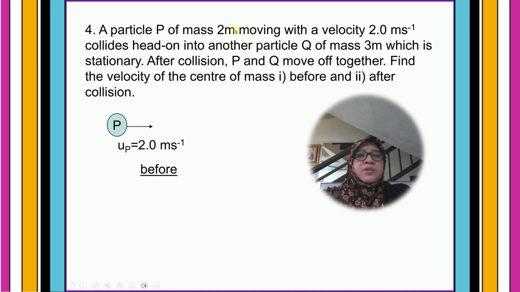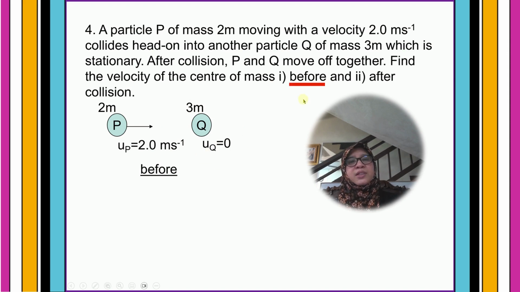The initial velocity is 2 meter per second. Okay, and the mass is 2m, and then the Q has mass 3m and it's stationary, so u is 0. Okay, mass 3m, u 0. So for before collision, before they move together, we use the principle of conservation of momentum here.